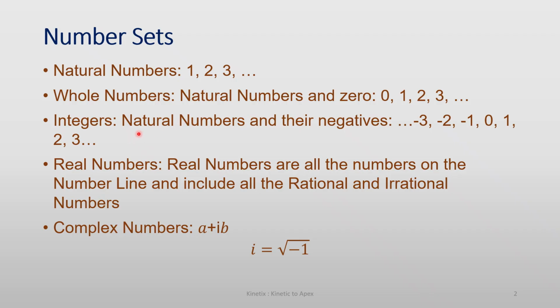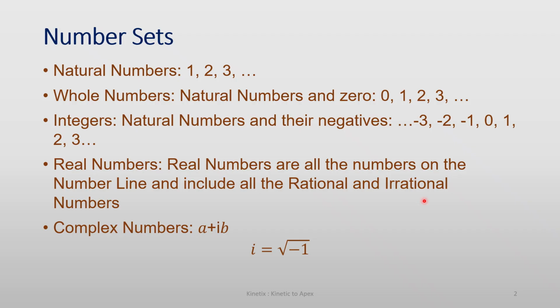Then comes the real numbers. So basically what is a real number? Real numbers are the numbers on the number line, and any number that you can represent on a number line is a real number. As we discussed, real number is of two types. One is rational number, another one is irrational number.